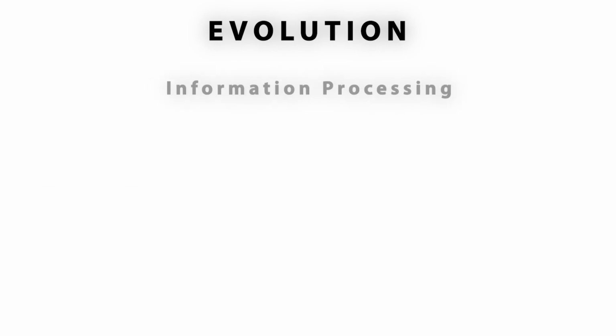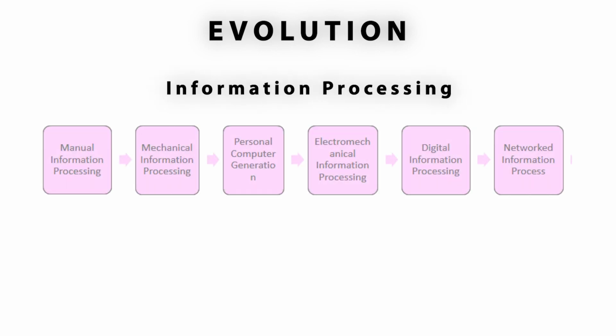Information processing, starting with manual processing, it's a slow and limited process, heavily reliant on the memory and the physical tools, and it is from the storytelling, drawings, and simple calculations.